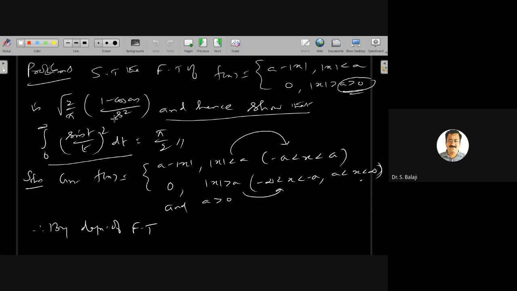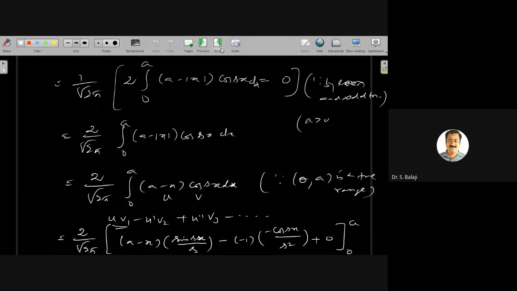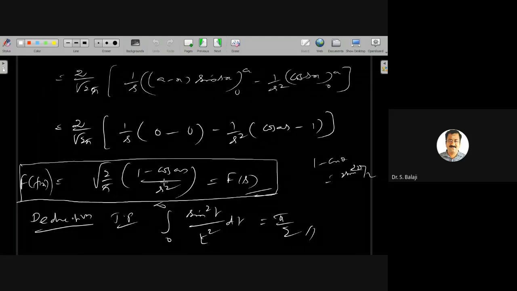But if you want to take the Fourier transform f of s inside the integration, what definition do you have to follow? Inverse Fourier transform. Very good. Because we have to get f of s inside the integration, that is suitable with the help of the inverse Fourier transform. Your deduction is that you have to prove the integral from 0 to infinity of sin square t by t square dt equals pi by 2.